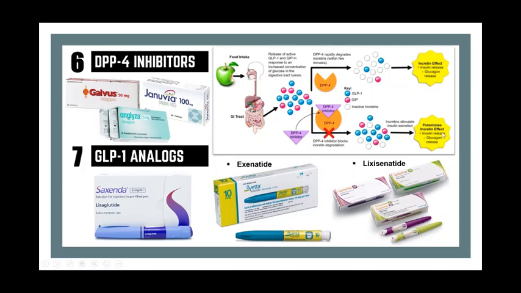GLP-1 analogs are up to 96% similar to our body's GLP-1 structure. Liraglutide, exenatide, and lixisenatide are among the FDA-approved GLP-1 analogs. The presence of this analog in the bloodstream will not cause any degradation by the DPP4 enzyme.